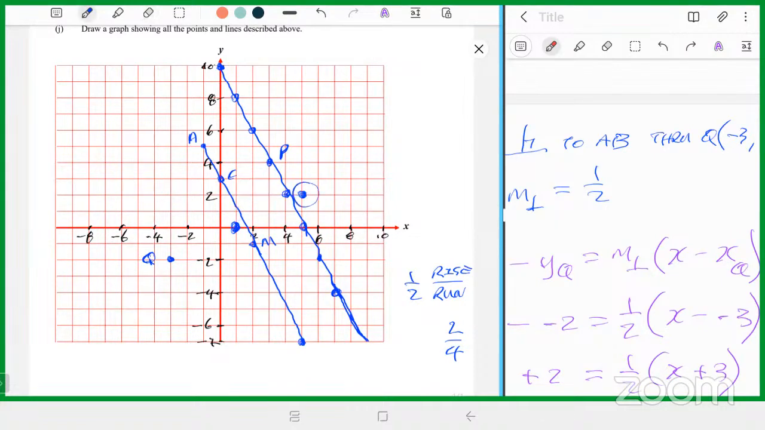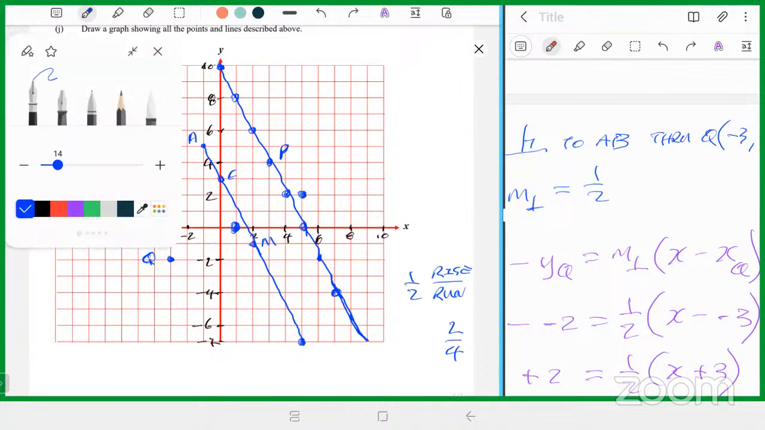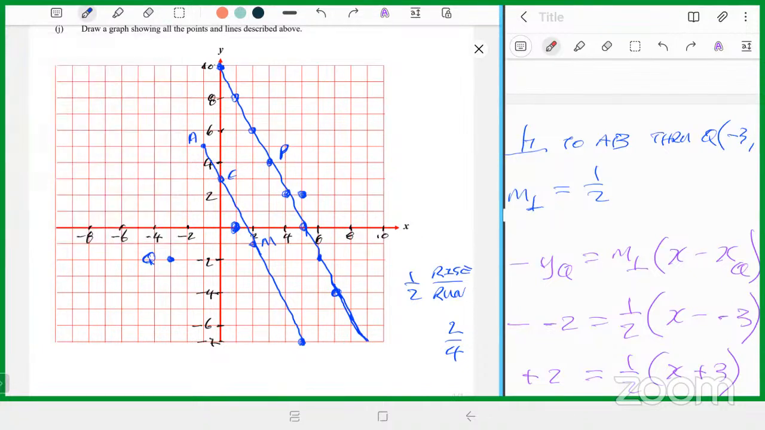Starting from here again, you can do another rise 2, run 4. So rise another 2, 1, 2, run 4 now. 1, 2, 3, 4 to here. You see that all those points are on the same line.